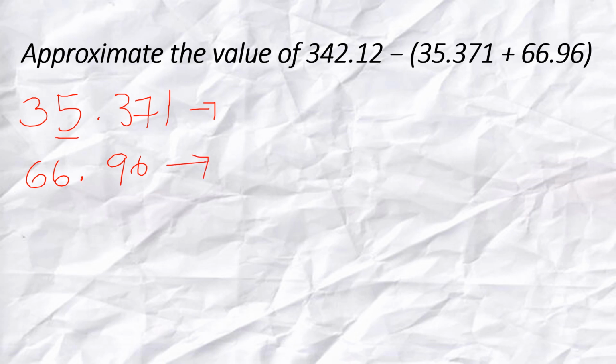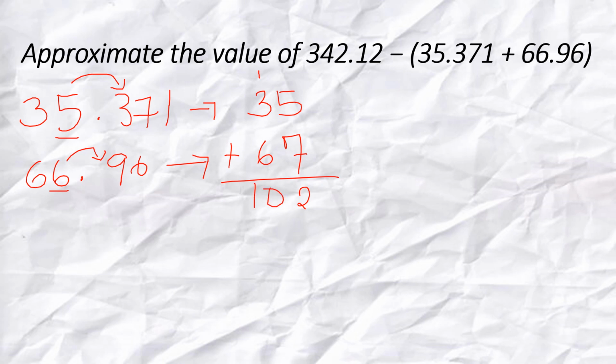So let us round off. This is 5, the number beside it is 3, so round down, so it will stay as 35. This is 6, the number on the right is 9, so round up, 6 now will become 7, so it will now become 67. So 5 plus 7 is 12, regroup 1, 3 plus 1 is 4, plus 6 is 10. So this is now 102.